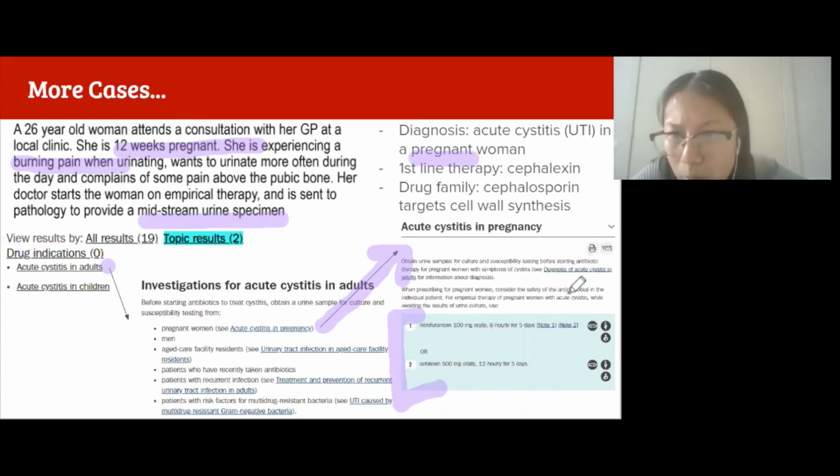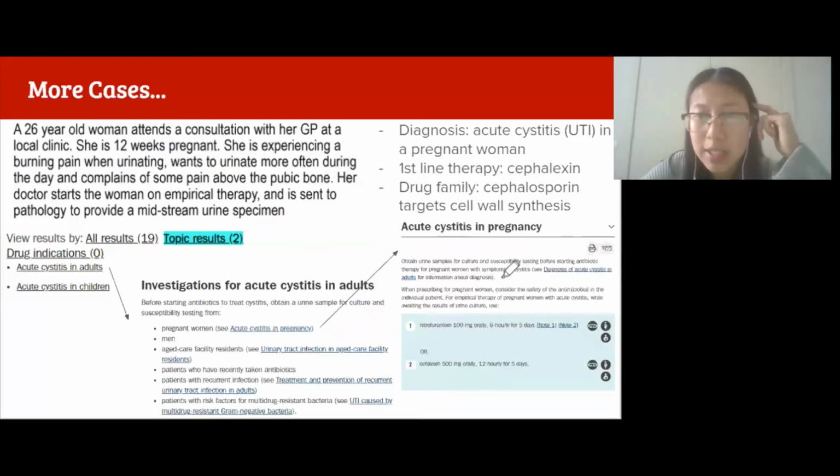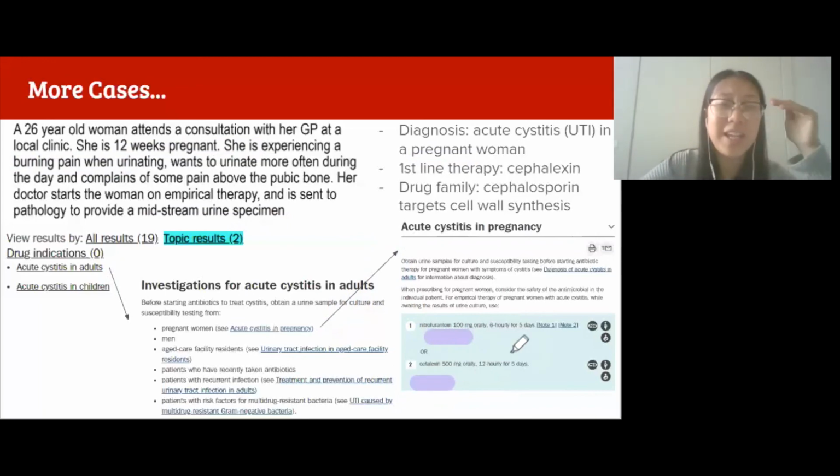But with this, it's all about reading the guidelines and just following the tabs and links they have. Those are really there to help you. Now, cefalexin and cephalosporin are for non-pregnant women. So for her, acute cystitis in pregnancy, she'd need nitrofurantoin or cefalexin as well. But whatever it is, follow through on the eTG, e-therapeutic guidelines, and it'll help you there.